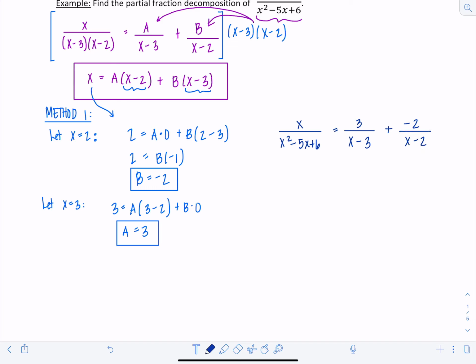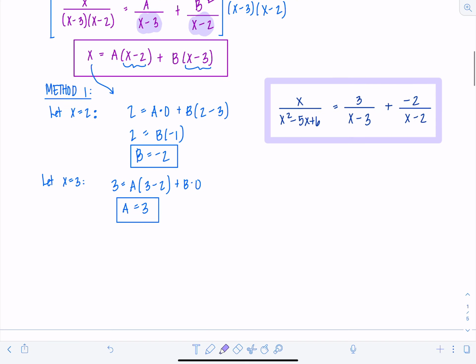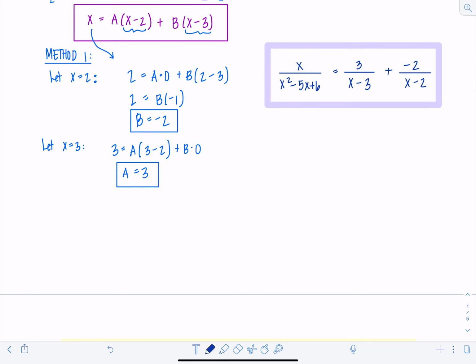Okay, good. Make sure you write out what the actual decomposition is, what the partial fractions are, because someone else may have set it up so that A and B were interchanged, but your end result, your decomposition, will be the same. Now, what about the other method? You will need it for other examples, so let's learn it now.